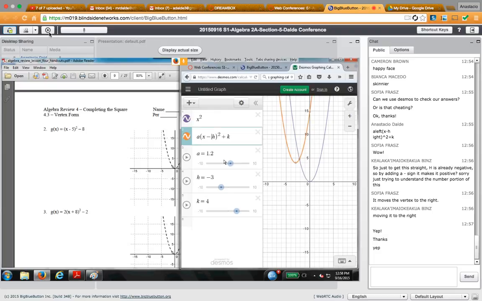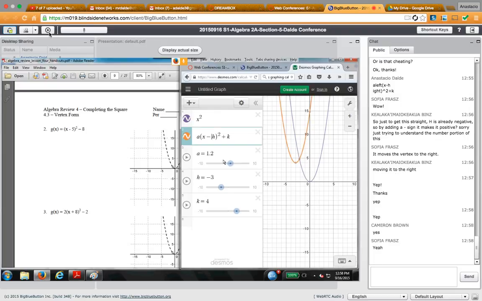So check this out, okay? If I put a plus in here, then as the number gets positive, it moves it to the left. And as the number gets negative, it moves it to the right. So you can kind of play with this slider to move things around. Are we cool? Does that make sense to you?